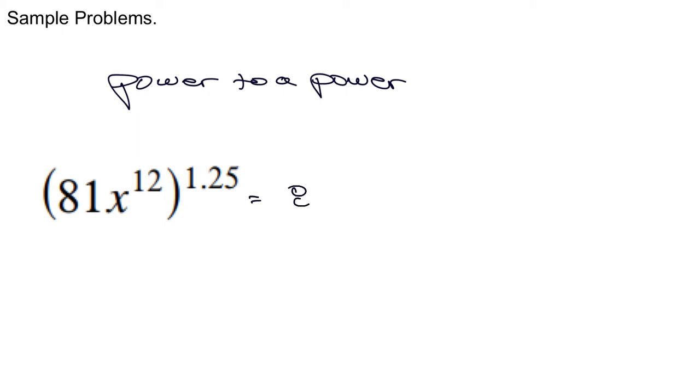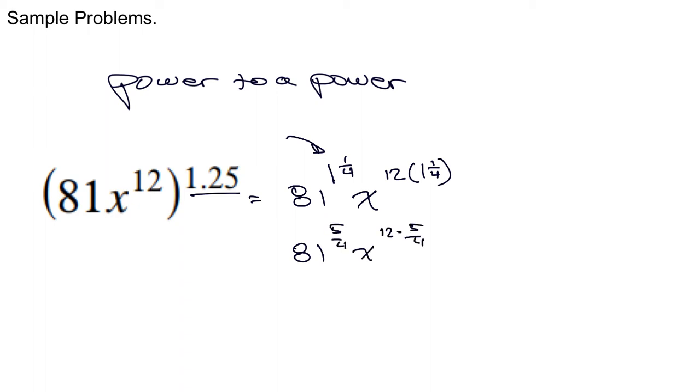81 is being raised to the 1 1/4 power. That's 1.25. And I have x to the 12 times 1 1/4 power. Let's write this. I prefer improper fractions, so I'm going to have 81 to the 5/4 times x to the 12th times 5 over 4. Let's call this 12 over 1.